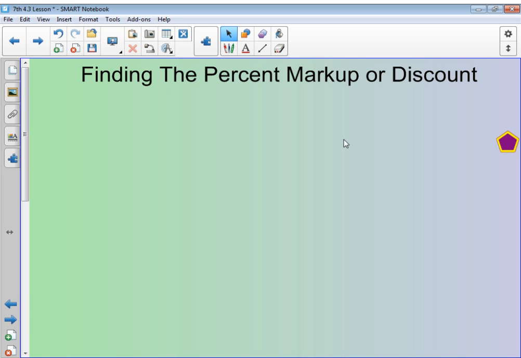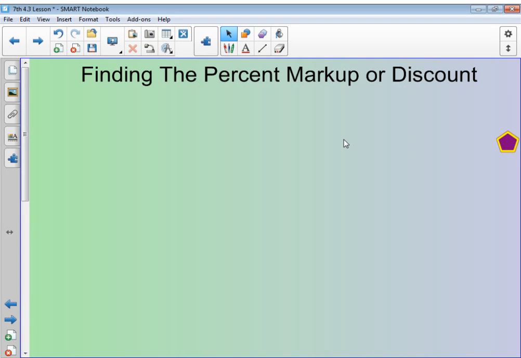This is 7th grade lesson 4.3. It's actually part 2. In this part of the lesson, we're going to be working with percent markups or percent discounts. So in our previous parts of the lesson, we found either the original price or the new price based on those markups or discounts.